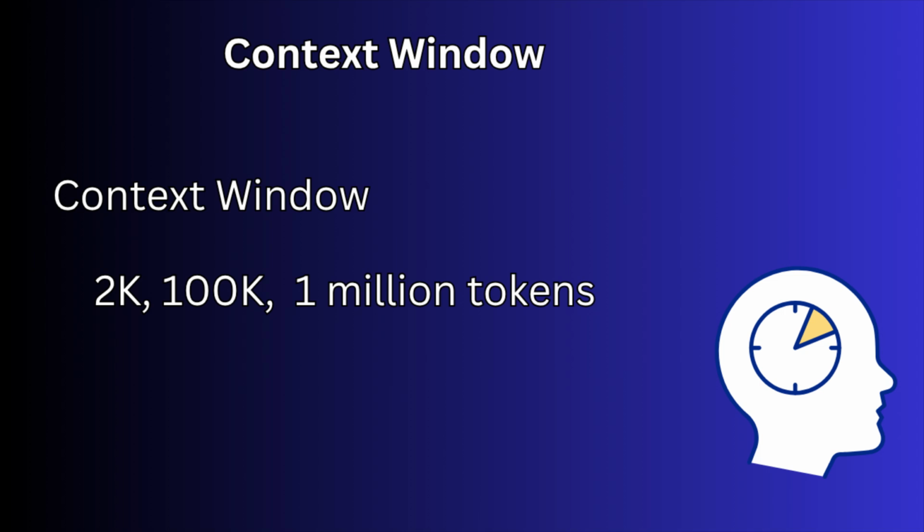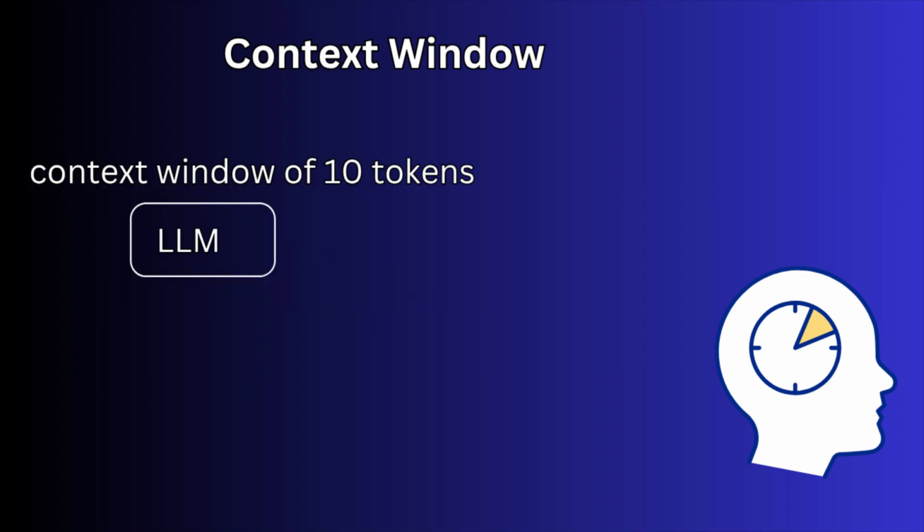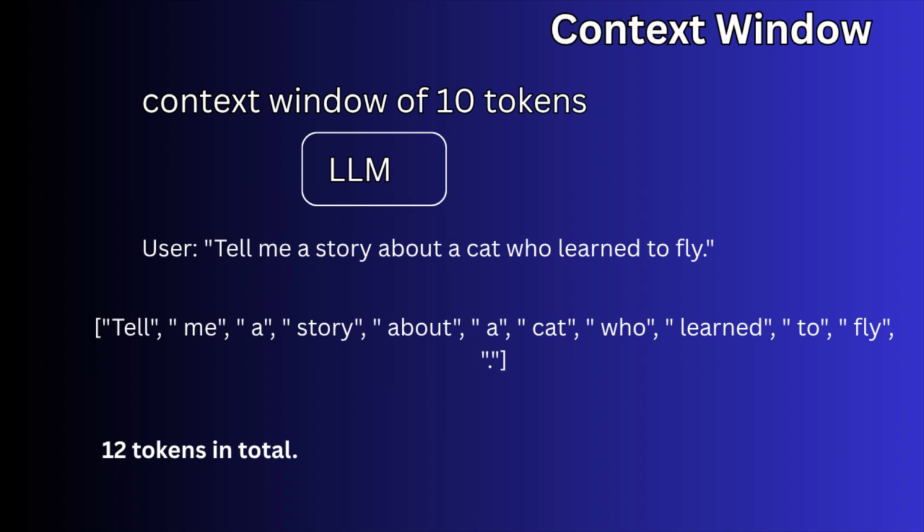Let's take another example. You are using a language model with a context window of 10 tokens. It is a very small one, just for illustration. Now let's say you start a conversation. You are asking, tell me a story about a cat who learned to fly. Let's assume this gets tokenized like this. That is 12 tokens in total.